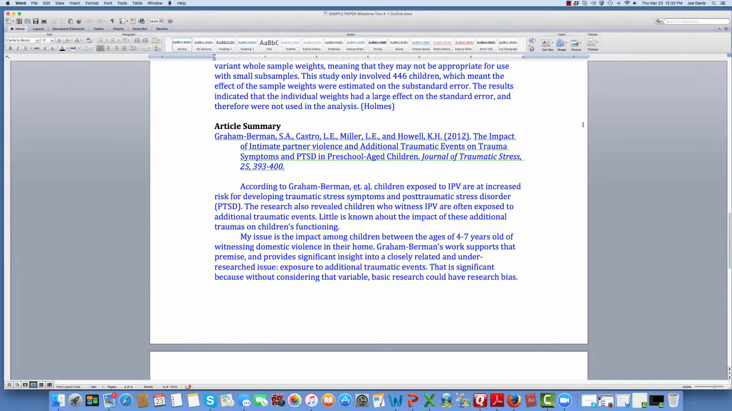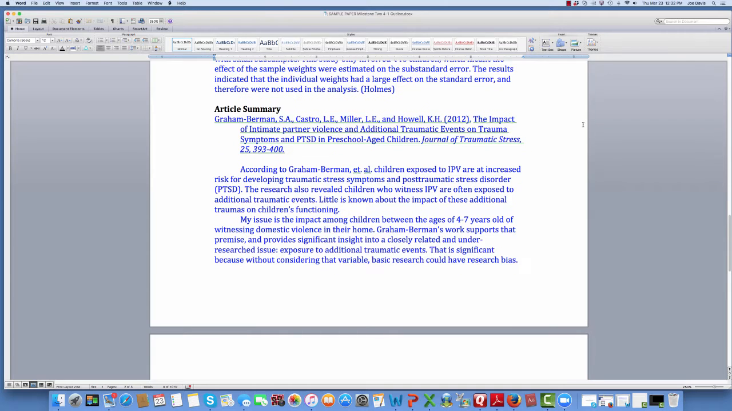This one has a lot of authors. It's Graham Berman, Castro, Miller, and Howell. The impact of intimate partner violence and additional traumatic events on trauma symptoms and PTSD in preschool-aged children. Journal of Traumatic Stress, Volume 25, pages 393 to 400.